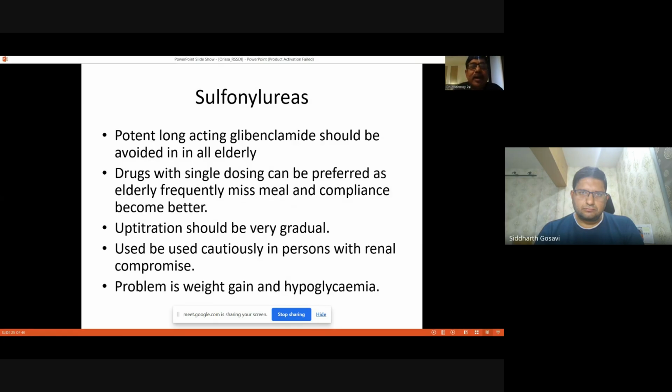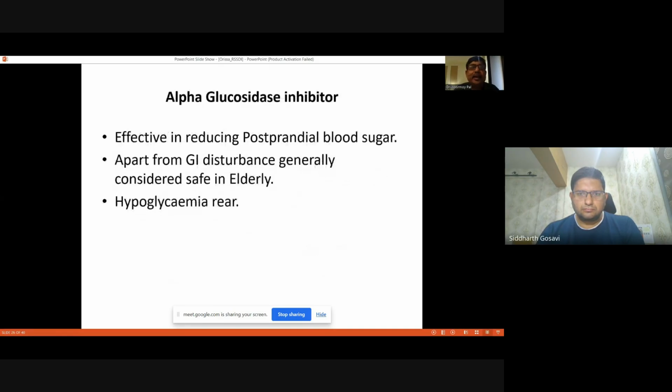Then sulfonylurea. The problems are two: one is weight gain, one is hypoglycemia. The elderly population frequently suffers from renal dysfunction, and usually sulfonylurea has a long half-life. So in the presence of a long half-life and renal compromise, if you suddenly give the drug without proper monitoring, the patient can end up with hypoglycemia. That is why sulfonylurea is not considered the first line of therapy; rather, in the guidelines, whether IDF or others, it is the second line of therapy.